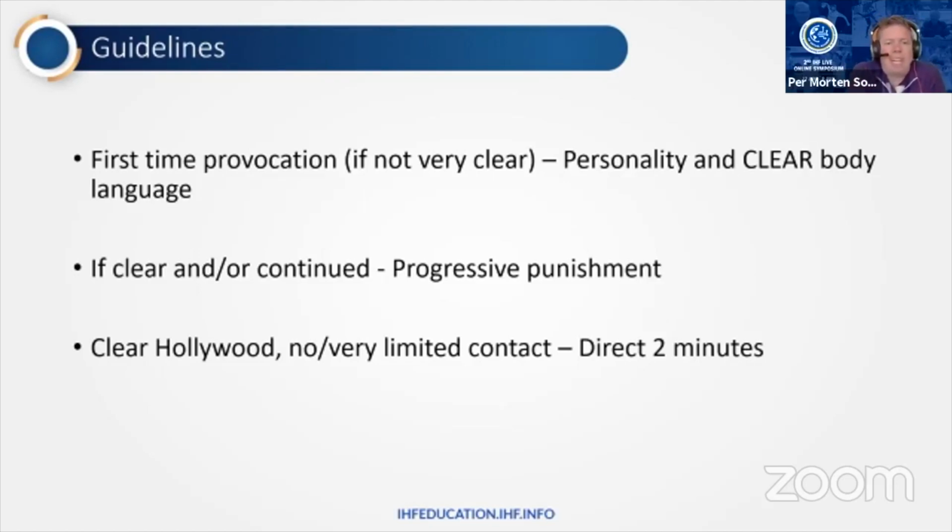But then if you have clear Hollywood actions where it's almost no or no contact, and the defender just jumps backwards, then we go direct 2 minutes. So it's a provocation versus Hollywood. Clear Hollywood is direct 2 minute suspension. And this will also be the line in Tokyo. What do you think about, as a coach, generally about this? Do you see the same trends?